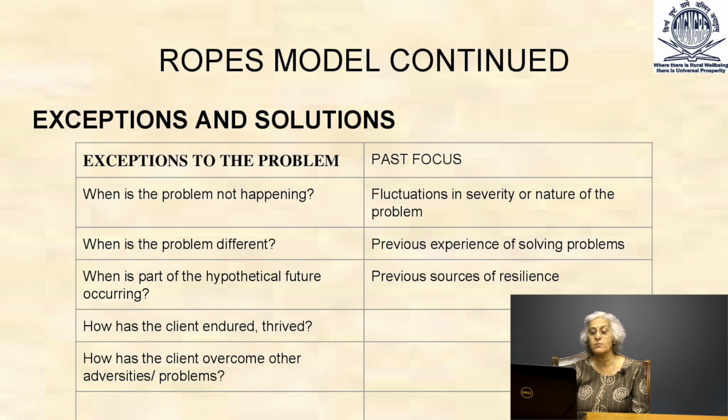So what happens when we ask these sets of questions in enabling the client or the client group to move towards solutions? We are attempting to use the previous experience of solving problems. We are attempting to use previous sources of resilience of the client or the client group. And that is going to enable us to see the fluctuations in the severity or the nature of the problem with which the client or the client group has approached the social worker.